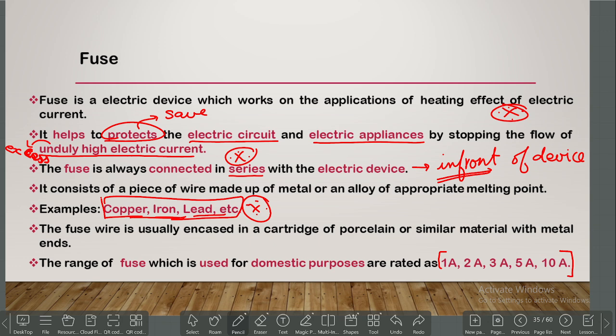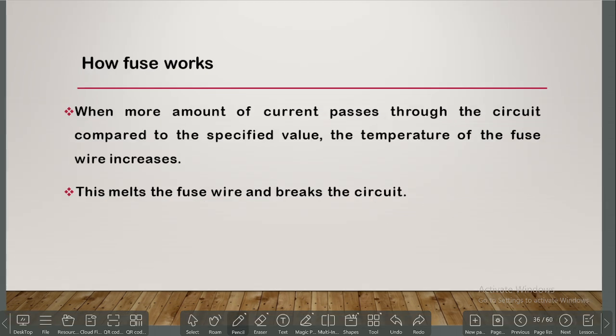And then the range of fuse which is used in our domestic circuit is 1 ampere to 10 ampere. It can even extend up to 15 amperes. So what is the range of fuse you are going to use in a domestic circuit? 1 ampere to 15 amperes. Next, how the fuse works.